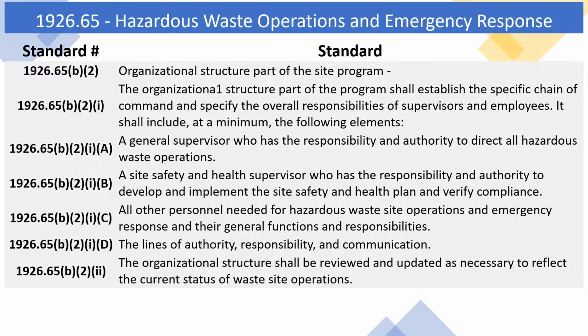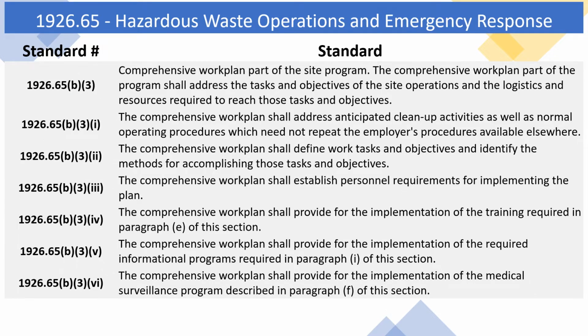(D): The lines of authority, responsibility, and communication. 1926.65(b)(2)(ii): The organizational structure shall be reviewed and updated as necessary to reflect the current status of waste site operations. 1926.65(b)(3) Comprehensive work plan part of the site program. The comprehensive work plan part of the program shall address the tasks and objectives of the site operations and the logistics and resources required to reach those tasks and objectives.